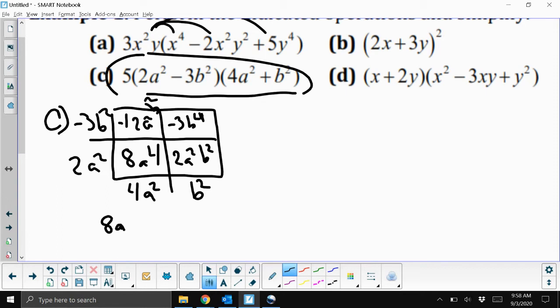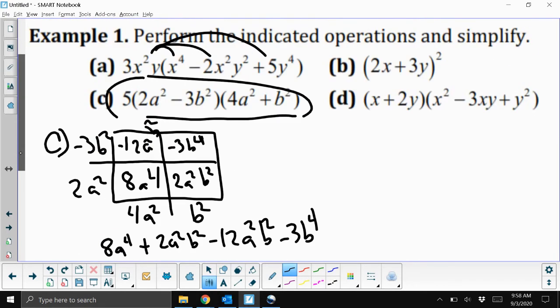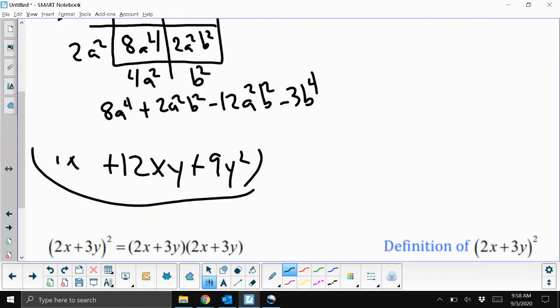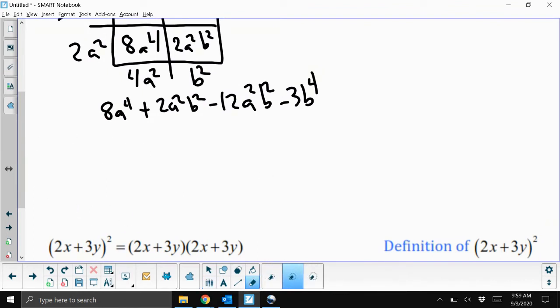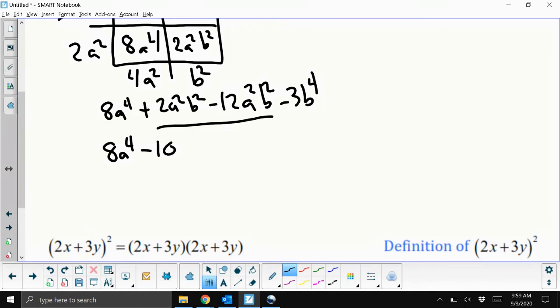8a to the fourth plus 2a squared b squared minus 12a squared b squared minus 3b to the fourth. And again, you don't have to write all this out if you don't want to. You can definitely skip some steps. So let's get rid of that extra junk. All right. So now we got our like terms here, right? So let's combine them. So 2 minus 12 is negative 10. So it's 8a to the fourth minus 10a squared b squared minus 3b to the fourth.